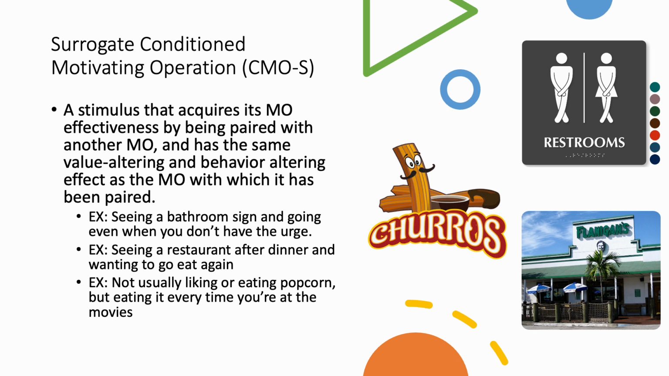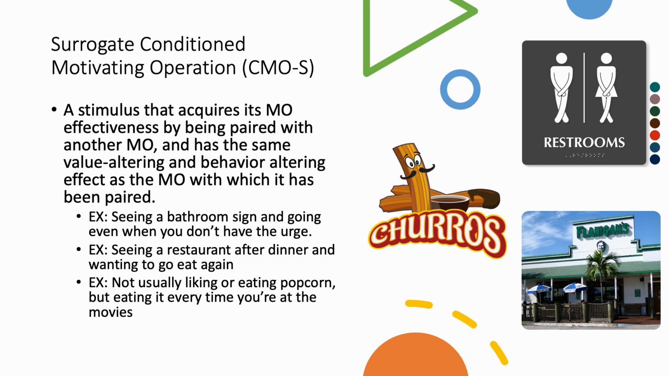So again, to just kind of reiterate that, a CMO-S is a stimulus that acquires its effectiveness as a motivating operation due to being paired with another motivating operation. Okay, so try to remember that this is the one where you are pairing the UMO with another stimulus, and what happens is that new stimulus kind of becomes a surrogate. Okay, that's why it's called a surrogate conditioned motivating operation. It becomes a surrogate, or it takes the place of that original UMO. So let's go over some examples.